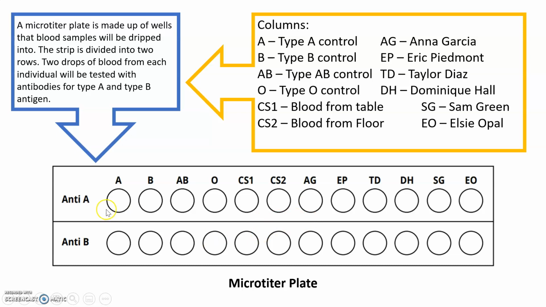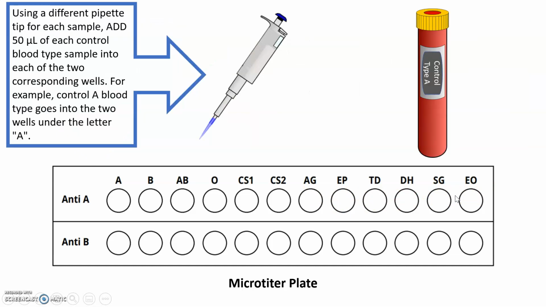So you are testing, you have your control types for type A, type B, type AB, type O. Then you have the blood from the crime scene, which is CS1 and CS2, and then you have Anna Garcia, the victim's blood, and then you have all of the person of interest blood. So then you're going to keep going.